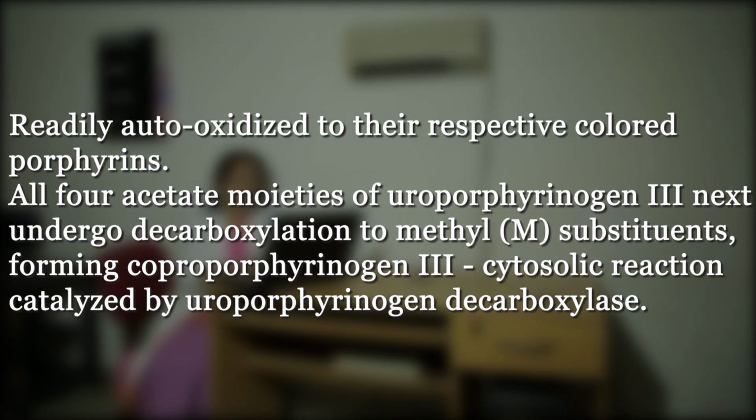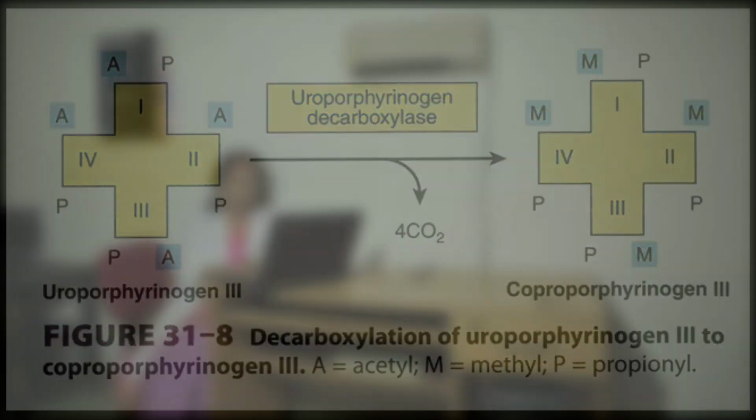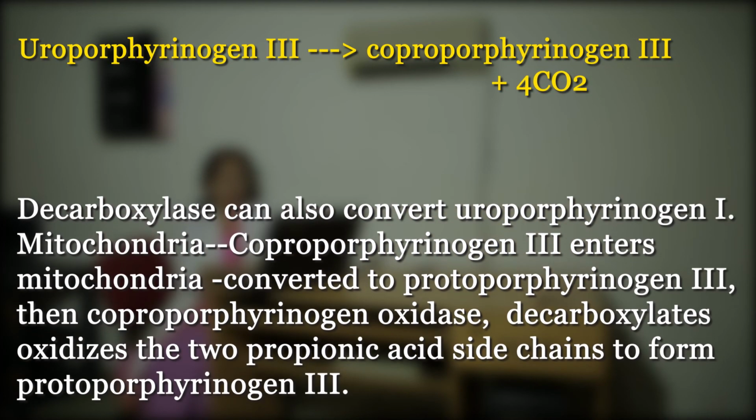All four acetate moieties of uroporphyrinogen III next undergo decarboxylation to methyl substituents, forming coproporphyrinogen III, in a cytosolic reaction catalyzed by uroporphyrinogen decarboxylase. So this is how uroporphyrinogen III is converted to coproporphyrinogen III by the enzyme uroporphyrinogen decarboxylase, and 4 molecules of carbon dioxide are released. A stands for acetyl, M stands for methyl, and P stands for propionyl. This is the fifth reaction: uroporphyrinogen III to coproporphyrinogen III with release of 4 molecules of carbon dioxide.